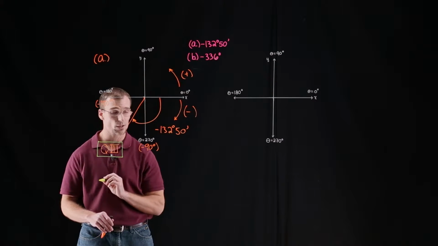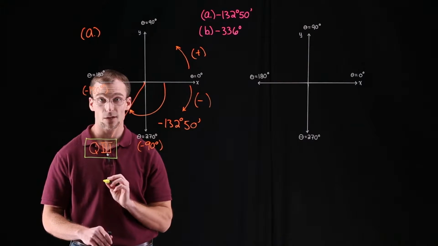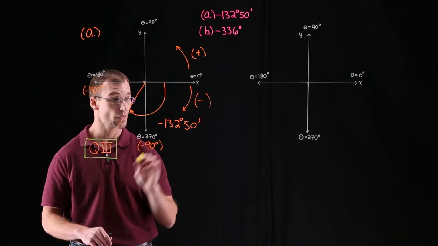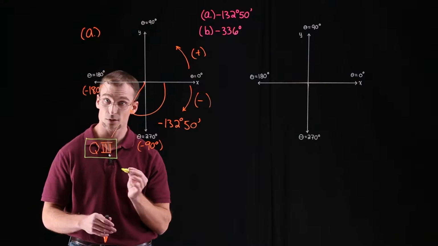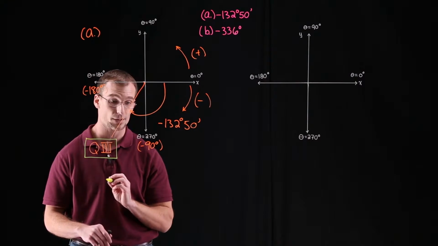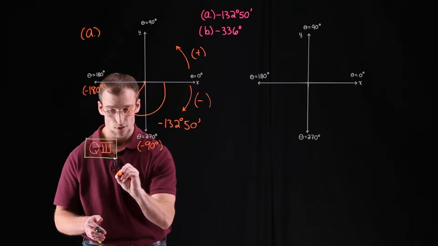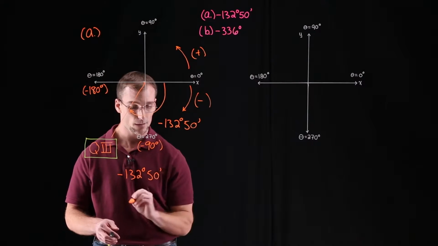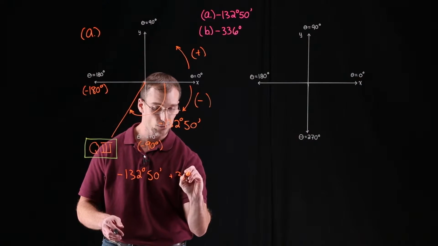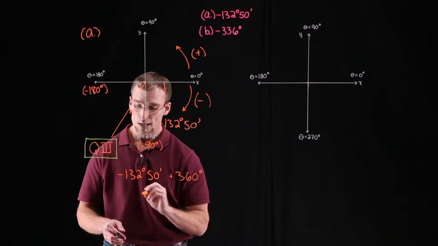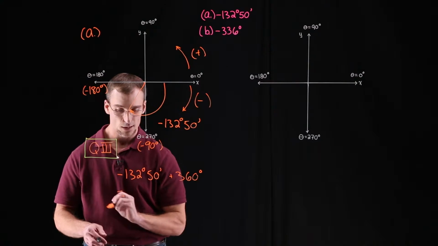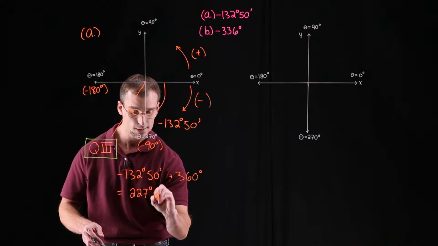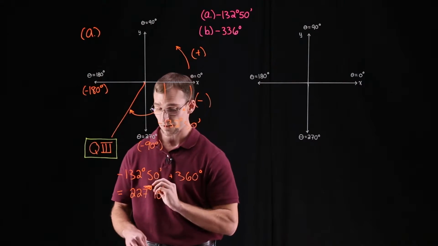Before we move on, there's another way we can do this. If you don't like dealing with negative angles, you can find a coterminal angle with negative 132 degrees and 50 minutes. We can find coterminal angles by adding multiples of 360 degrees. So if we take negative 132 degrees, 50 minutes, and add 360 degrees to it, that gives us a positive 227 degrees and 10 minutes. So that gives us a positive angle.